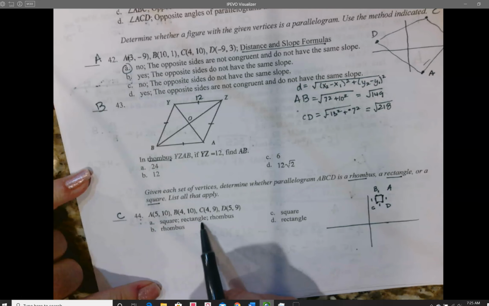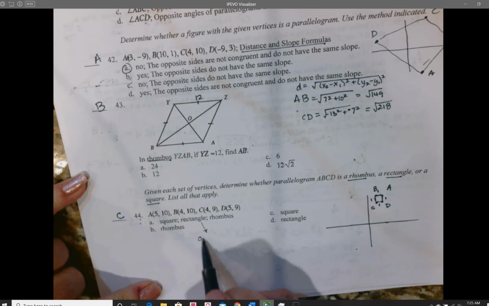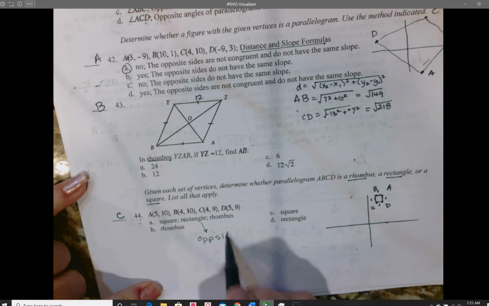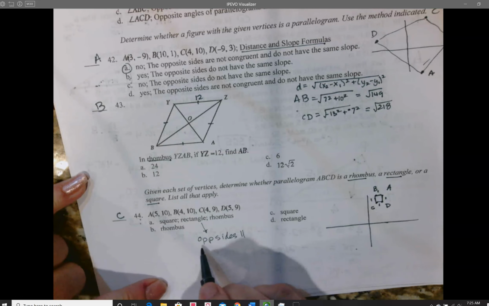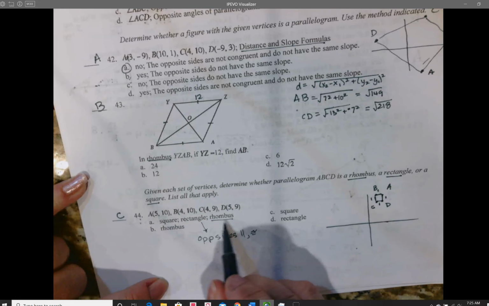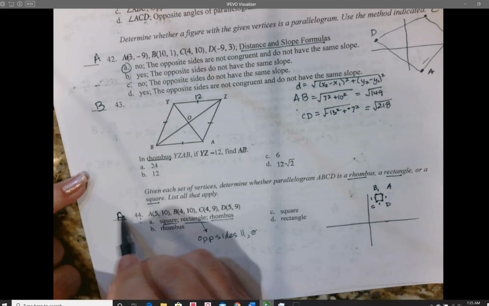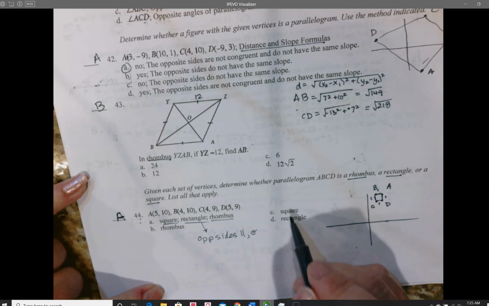So you got to look at what's the definition of a rectangle. Rectangle has opposite sides parallel, opposite sides are congruent, and the rhombus has the same thing. So if something is a square, it's also a rectangle and a rhombus. So that is why A is the best choice, even though we would traditionally call that a square.